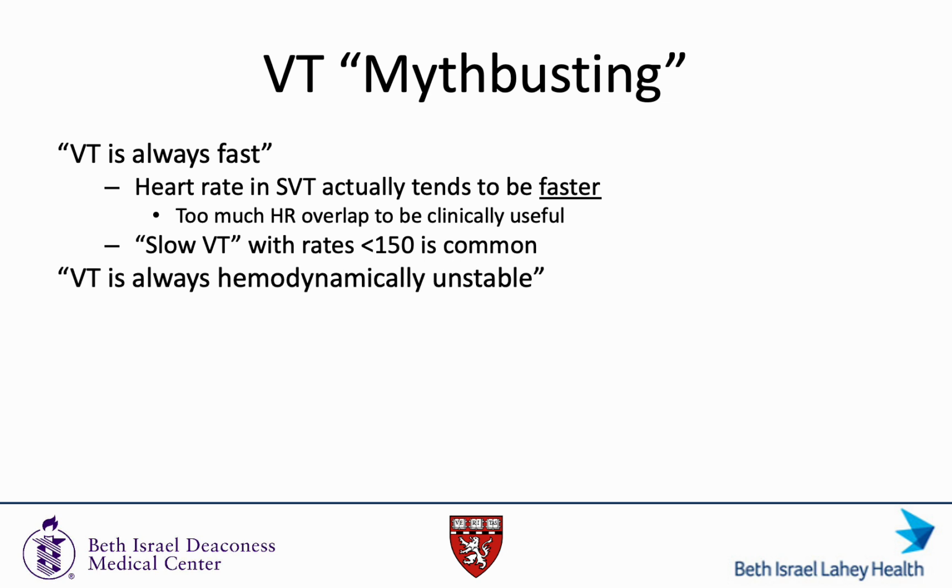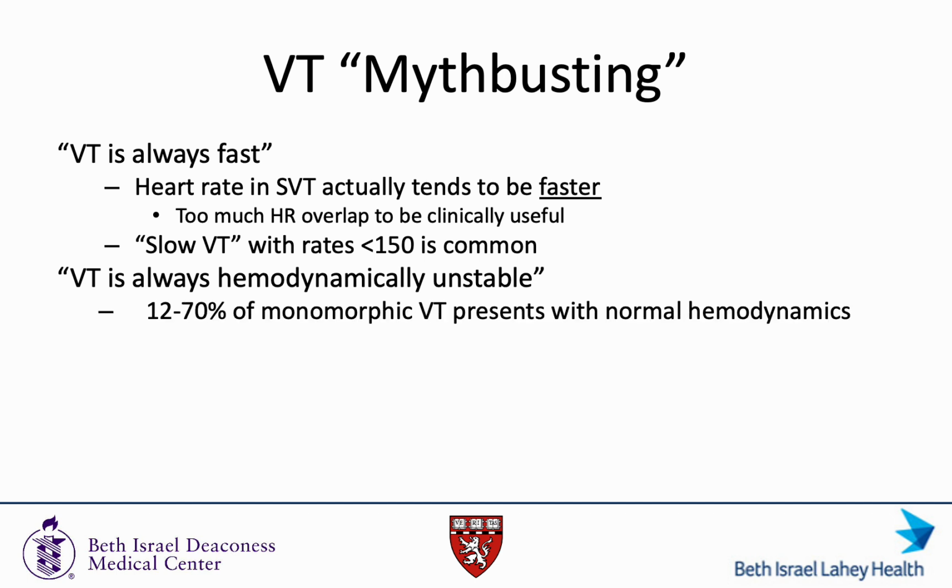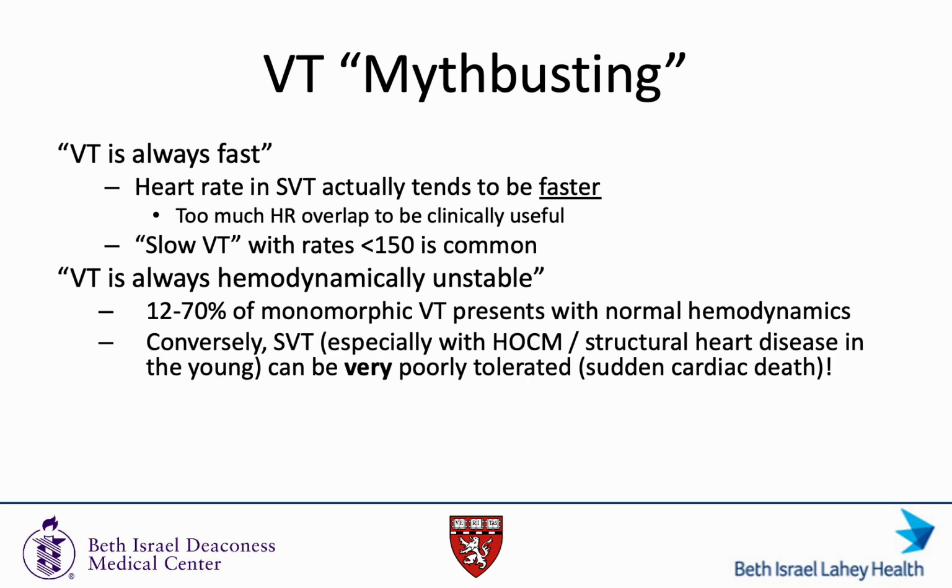The next myth to bust is the thought that VT is always hemodynamically unstable. In reality, depending on the study you look at, between 12 and 70% of monomorphic VT can present with normal blood pressure. In contrast, SVT can be very poorly tolerated, especially in young patients with some form of outflow obstruction like hypertrophic cardiomyopathy. For example, this is part of the population of athletes who die suddenly while exerting themselves in their sport. Don't assume that somebody is more likely to be in SVT just because they're in a wide, complex, fast rhythm while asymptomatic or minimally symptomatic.